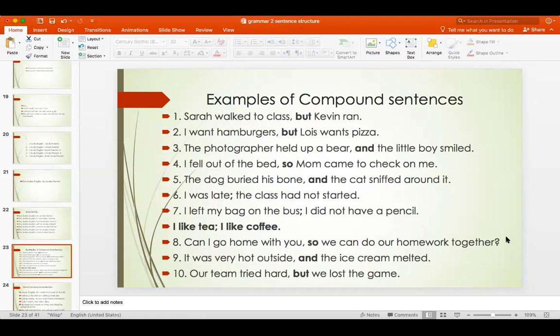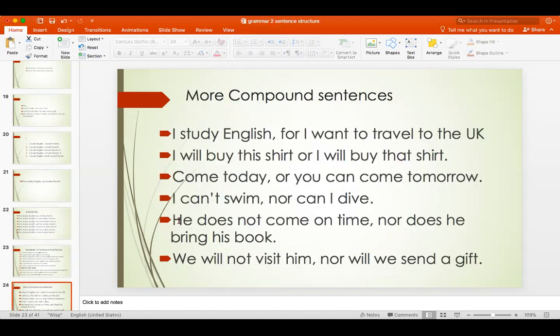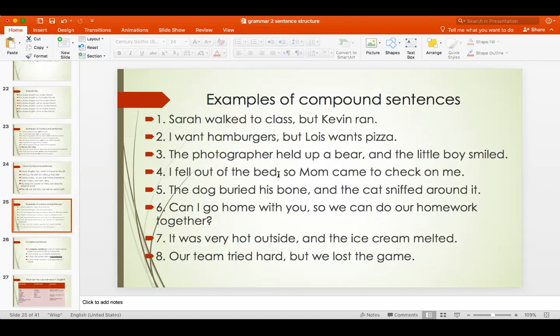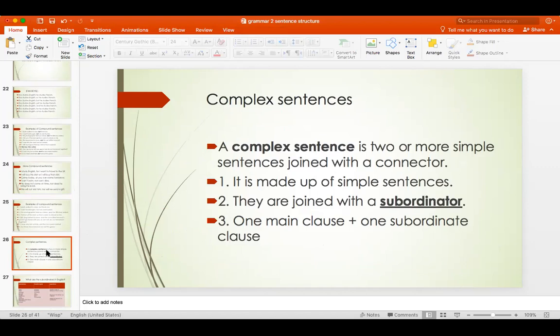Again, more examples. I'll read just some of them so you can have time to read the rest. Sarah walked to class, but Kevin ran. I want hamburgers, but Louise wants pizza. The photographer held up a bear, and the little boy smiled, etc. So look at this sentence also. It's also a compound sentence because of the semicolon. Remember, subject verb, in the middle fanboys or semicolon, and then subject verb. More compound sentences.